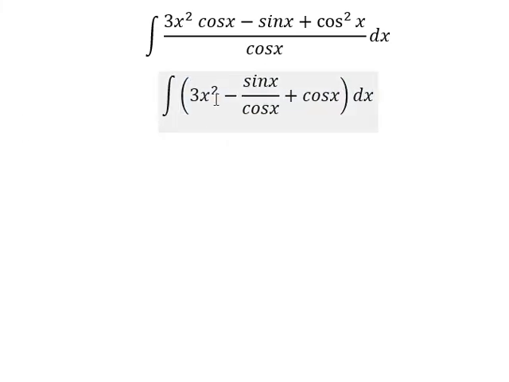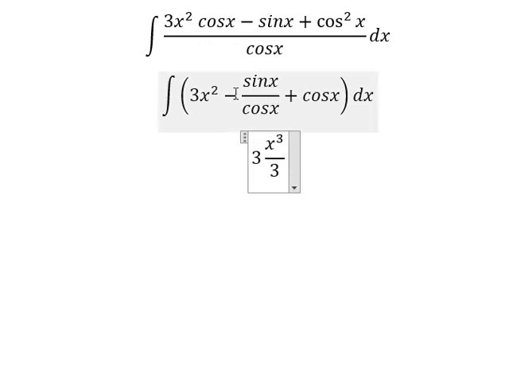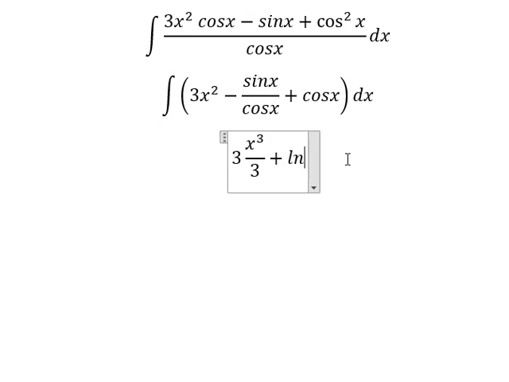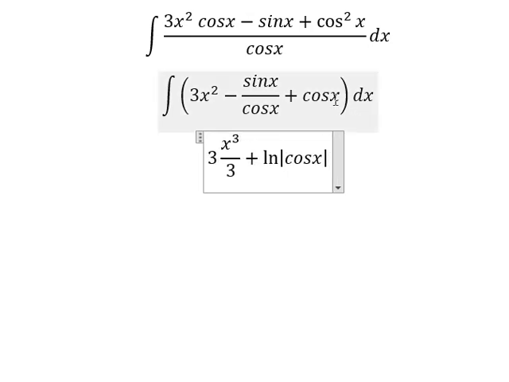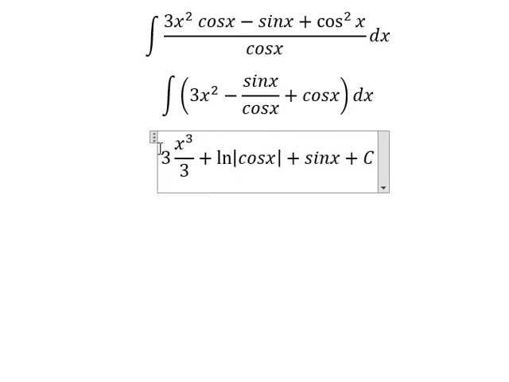This integration in here, we will have 3 multiplied by x to the power of 3 over 3. Negative sin x over cosine x, we have ln of the absolute value of cosine x. And this one we have sin x. Number 3, we simplify.